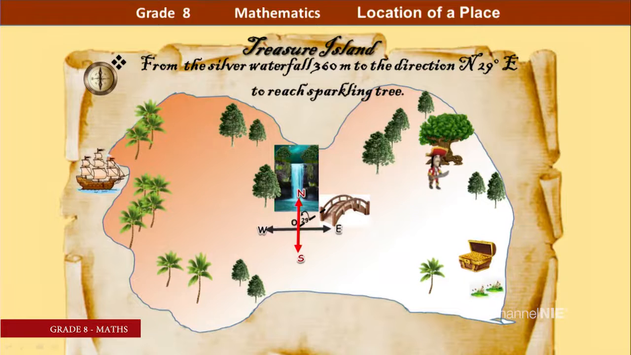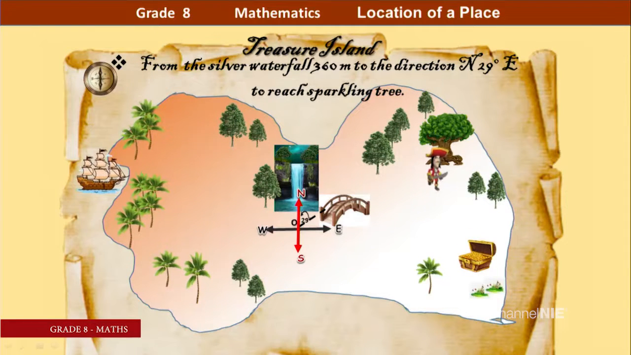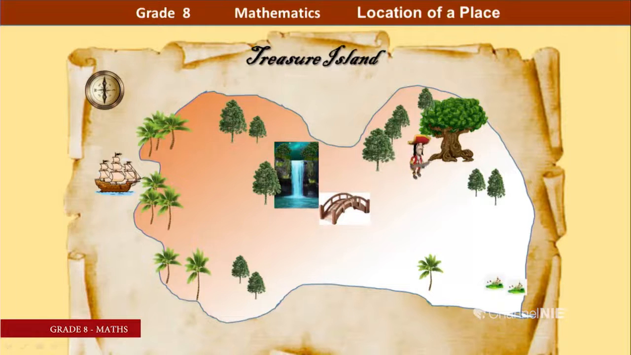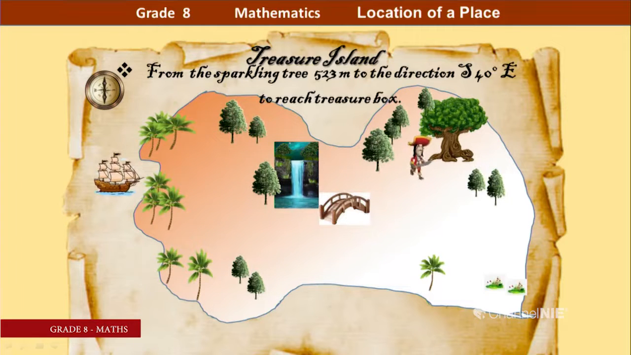Oh, he was able to do that. Good. It means that he followed the direction correctly and the distance correctly. Now he is at the final stage to find the treasure. We will see the final step. Now he is at sparkling tree. What is the direction from the sparkling tree? Yes, from the sparkling tree, 523 meters to the direction 40 degrees south to east. Then he could reach the treasure box.